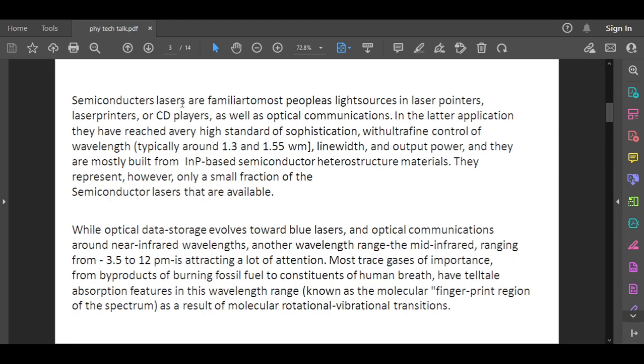Introduction. Semiconductor lasers are familiar to most people as light sources in laser pointers, laser printers or CD players, as well as optical communications. In the latter application, they have reached a very high standard of sophistication with ultra-fine control of wavelength, typically from 1.3 to 1.5 micrometers, line width and output power. They are mostly built from InP-based semiconductor heterostructure materials.